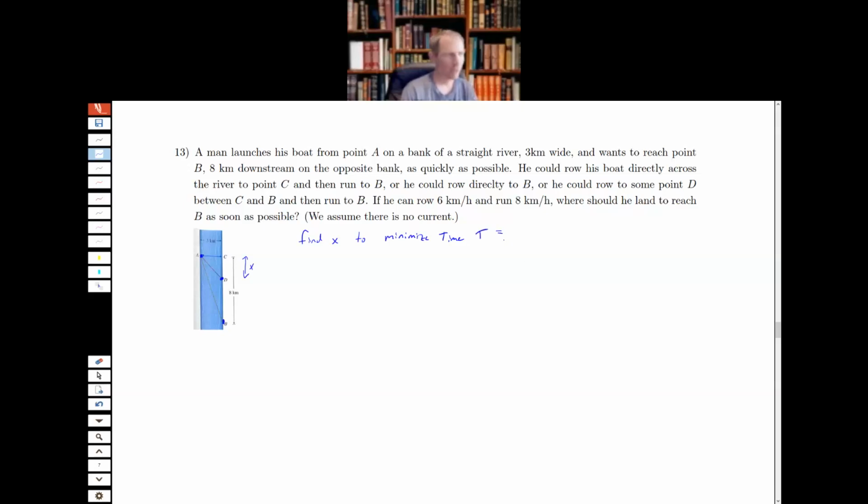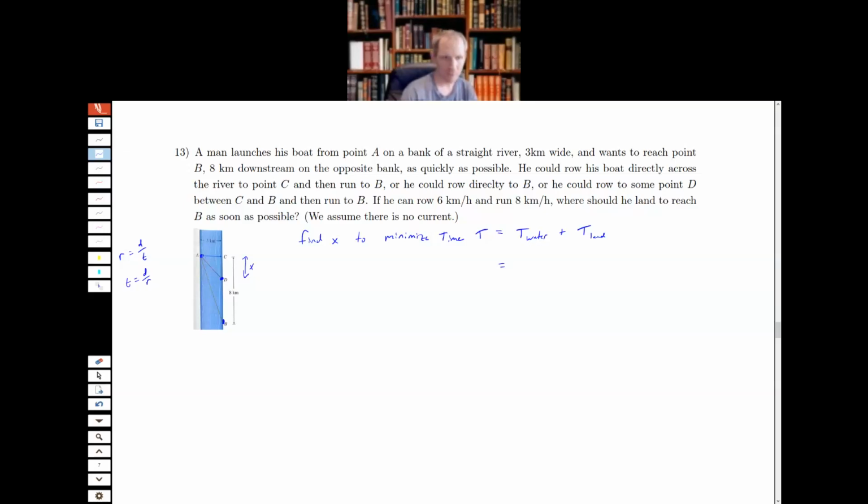Okay, so I'm going to write a function for time. So we have the time on the water plus time on the land. Time on the water, well, if we think about speed or rate, it's distance over time. If I solve for time, time is distance over rate.